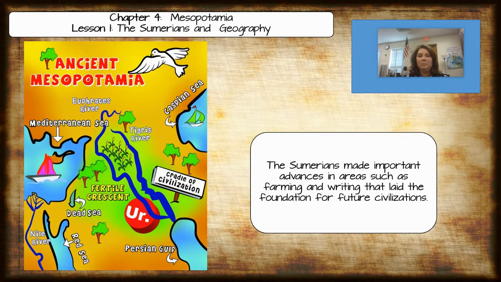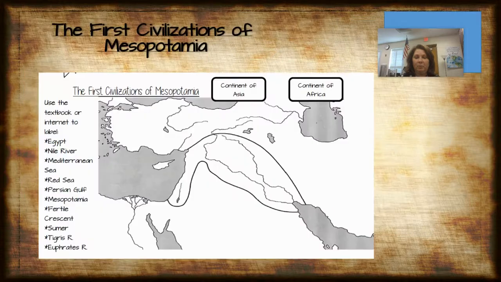So we're starting with Mesopotamia, and that's the Sumerians in the study of geography. The Sumerians made important advancements in farming, so they're going to get much better at farming. And now we're going to develop writing because we have specialization and we have time for that. And that's going to lay the foundation for the future civilizations. All right, so let's jump right in then.